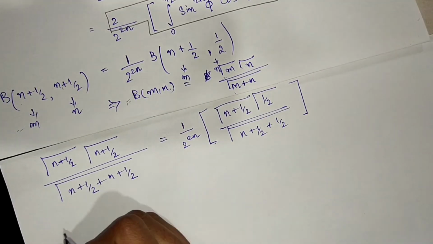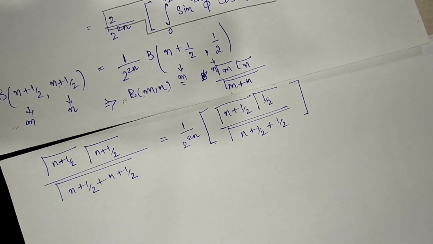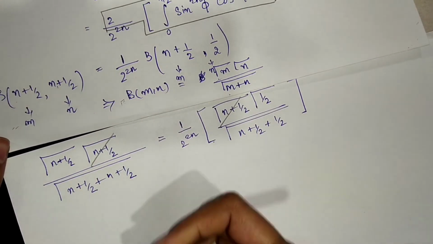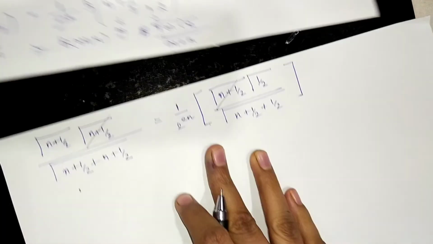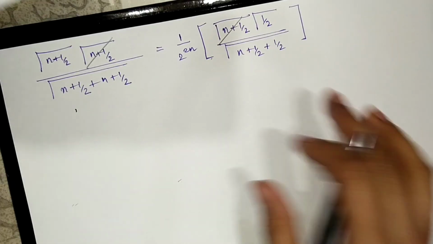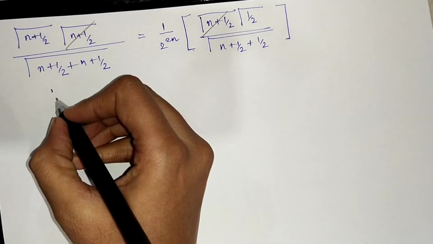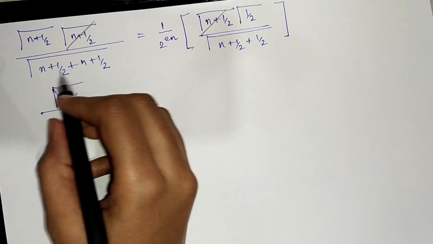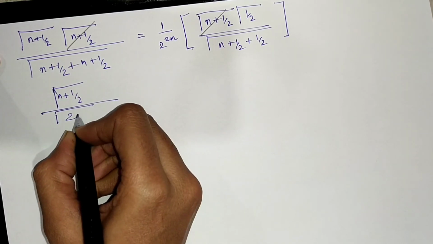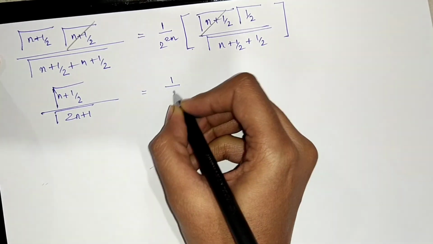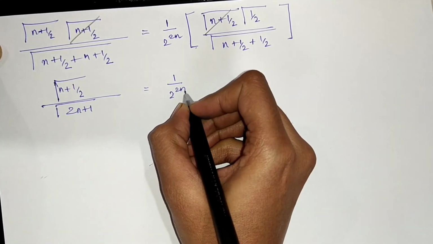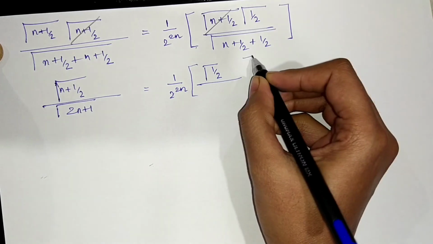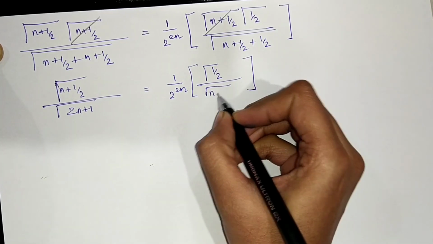So we get, and now this term and this term will get cancelled. So we get gamma n plus 1 by 2, gamma n plus 1 by 2 divided by this. If we solve it, then we get gamma 2n plus 1 equal to 1 upon 2 raised to 2n, and here gamma 1 by 2 divided by, if we solve this term, we get gamma n plus 1.